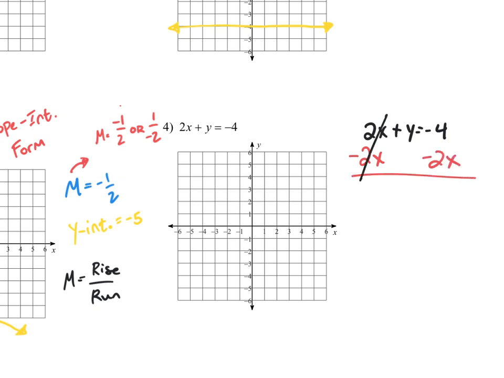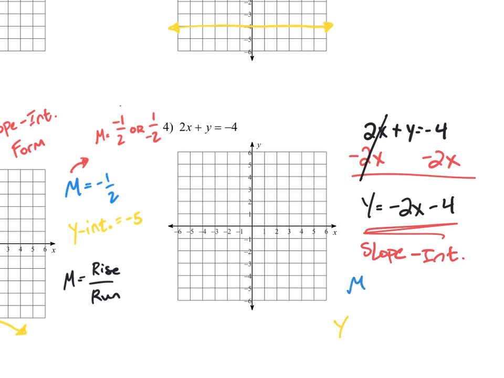Now, Friday we talked about when we write this, we want to write it in a specific way, right? I always like to go y is equal to, then whatever is with the x. So what number is with x? Negative 2x. And then what do I have left over? A -4, so it would just be -4. This is in slope-intercept form. It also gives me the ability to find my slope and to find my y-intercept.